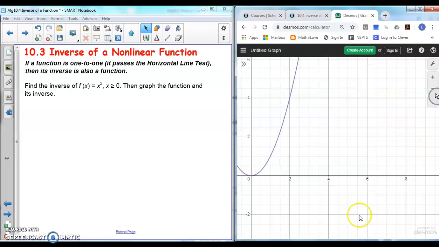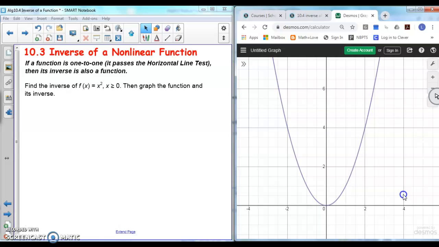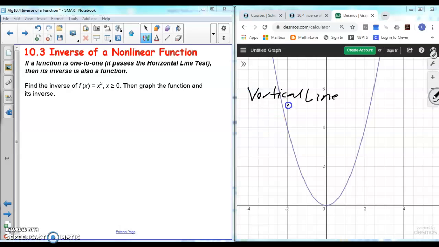Well, is this graph a function, and how do we know? Well, if you remember, you use the vertical line test to determine whether a graph is a function or not. So if you construct a vertical line, and the vertical line intersects the graph at only one point, then the graph represents a function, right?